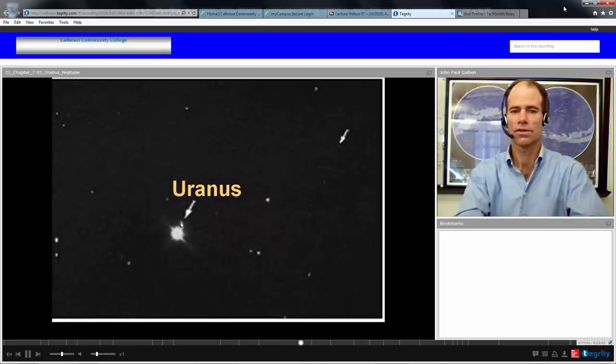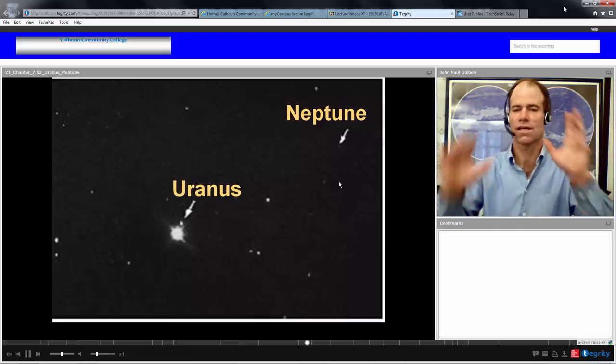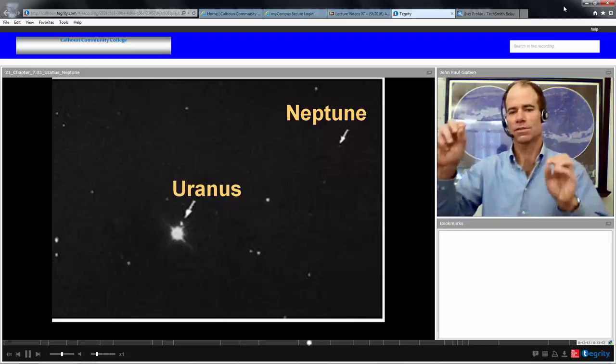Here's a picture of Uranus and some moons, and you can even see somewhat edge on the ring system in this picture. And this is a very nice picture because it's also showing Neptune in the background. So this is just a telescopic picture from the Earth, but it's kind of neat where you've got Uranus and Neptune in the same picture.